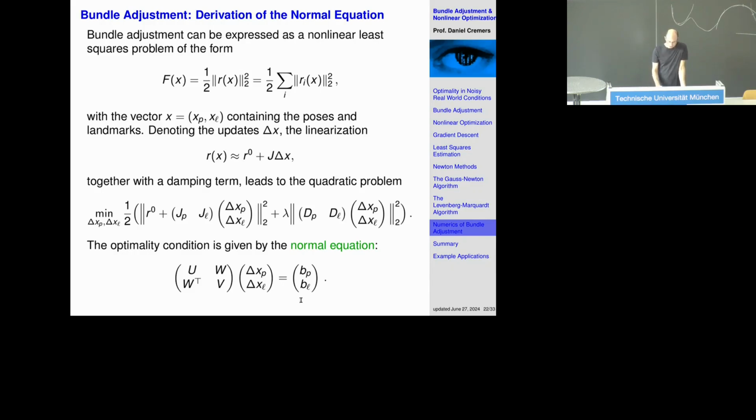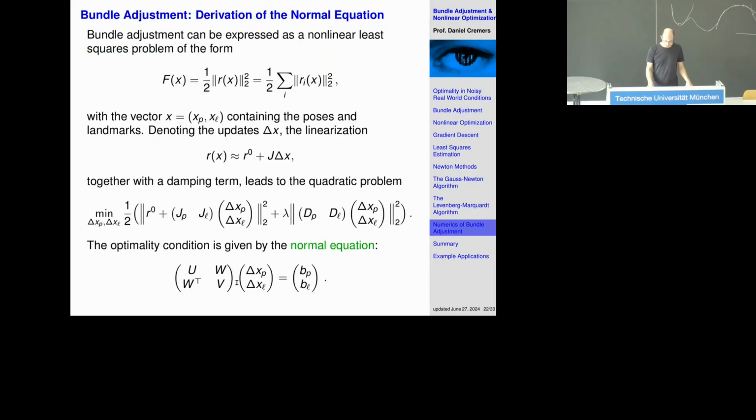And so this is the normal equation, and what we do is we solve this equation in order to determine updates for the parameters for the camera pose and the parameters for the landmarks. So far so good. The key problem is that this matrix, we mentioned it before, it's huge. 1,000,000 times 1,000,000. So don't try to do this at home to invert such a matrix. How do we go about it?